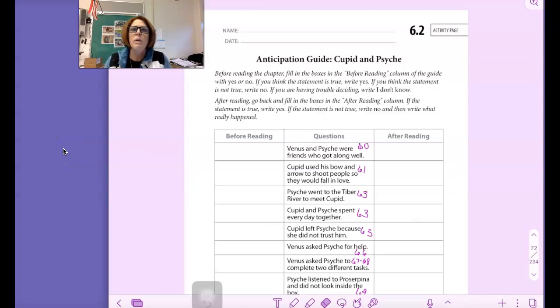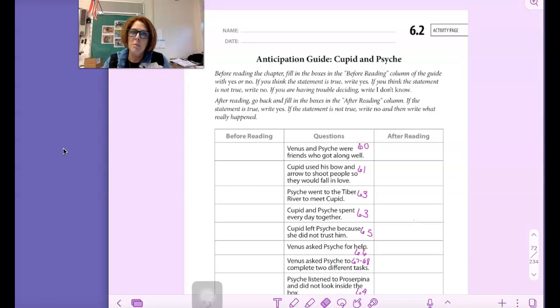Hi, boys and girls. We are going to be reading chapter 7 in your reader and working on activity book page 6.2, which you see in front of you. So go ahead and get those two books if you don't have them already, along with a pencil. And we're going to start on activity book 6.2. This is called an anticipation guide.